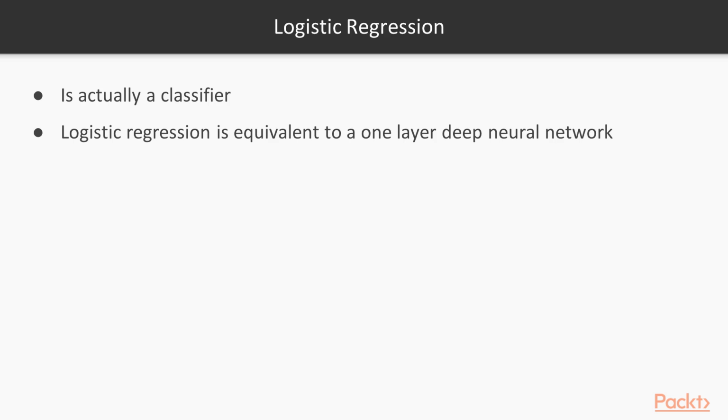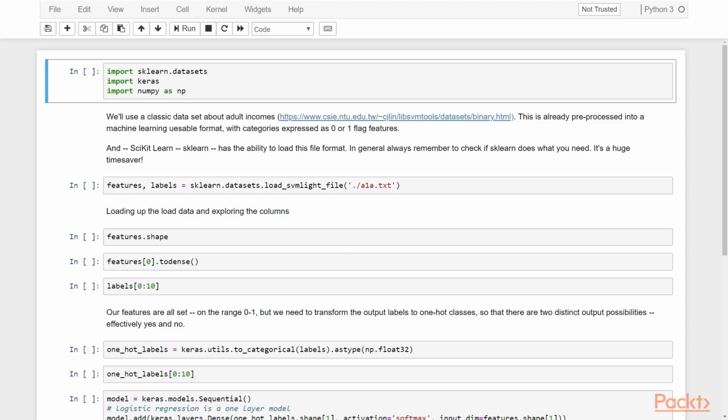So now we can dive into some code, and we're going to be using both scikit-learn and Keras in order to get this done. And we're going to use a classic data set that's all about adult incomes, and there's a link to it here in the notebook. Fortunately, this is already pre-processed into a machine learning usable format with categories expressed as 0 or 1 flags, and all of the individual features encoded as 0s and 1s.